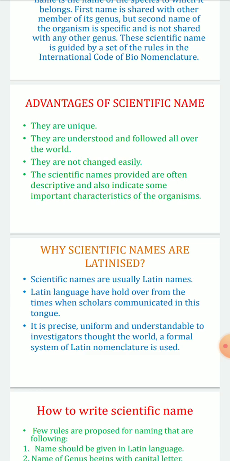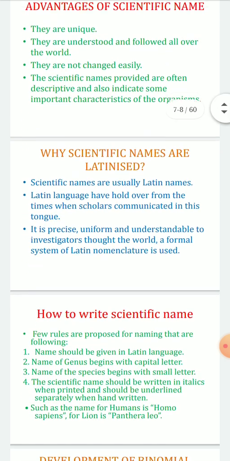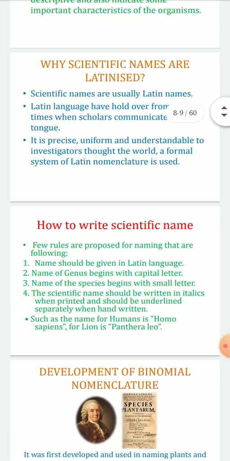Now, why are scientific names Latinized? If you see a scientific name in a book, it is always written in Latin. Scientific names are usually Latin names. The Latin language has been a holdover from the times when scholars communicated in this tongue. It is precise, uniform, and understandable to investigators throughout the world. A formal system of Latin nomenclature is used.